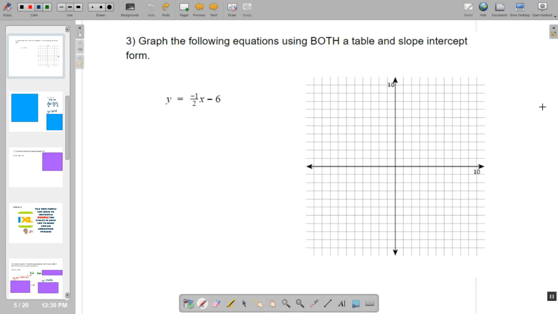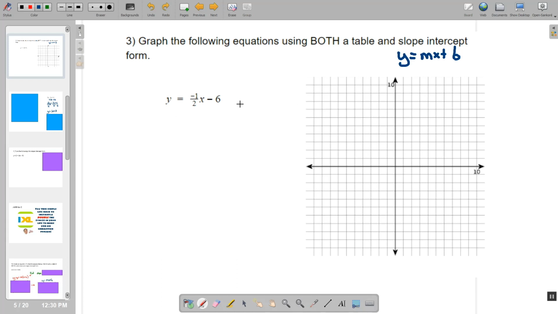Go Jacks. 3 is asking us to graph the following equation using both a table and slope-intercept form. Our slope-intercept form is y equals mx plus b, and I really hope you have that song stuck in your head, because if you don't, my job is incomplete.